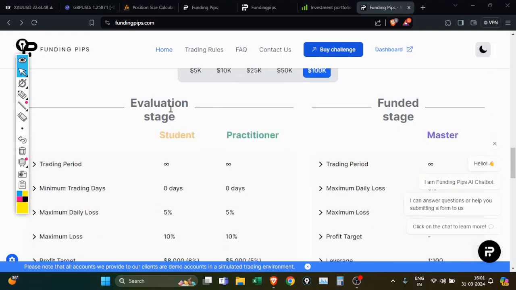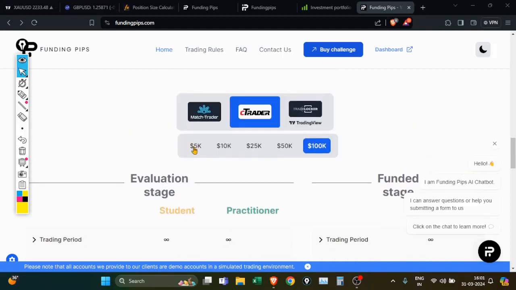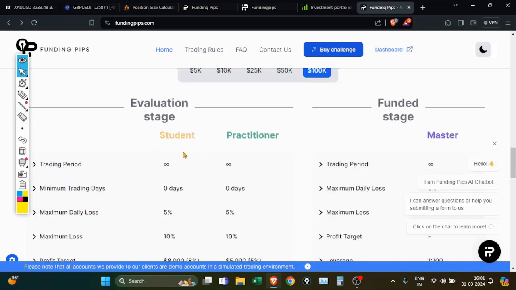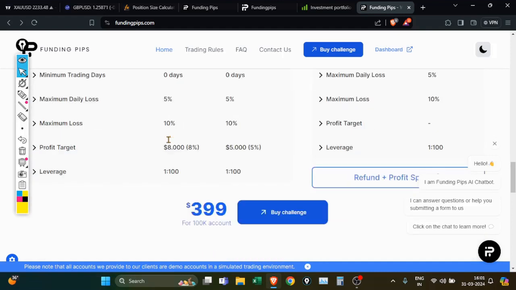Basically in Funding Pips, there are different types of accounts. That means 5k account, 10k account, 25k account, 50k account, and 100k account. In all the accounts, the rules are the same. So let's see the rules.